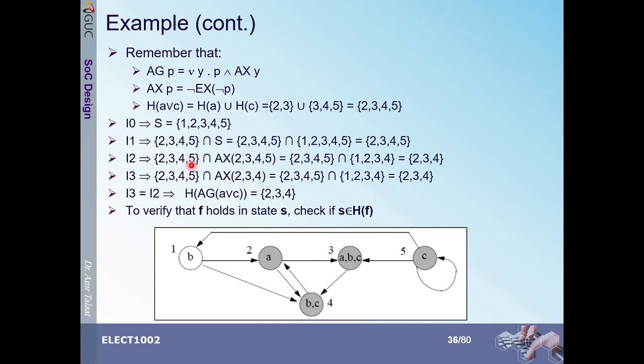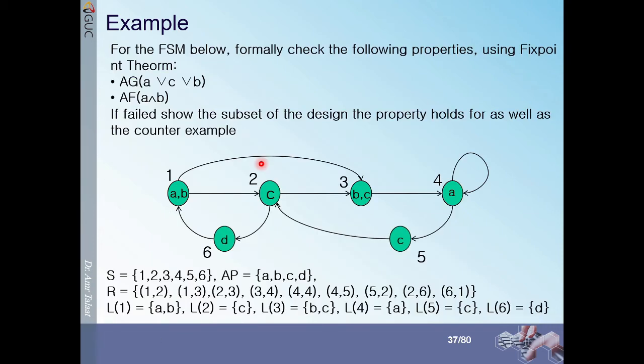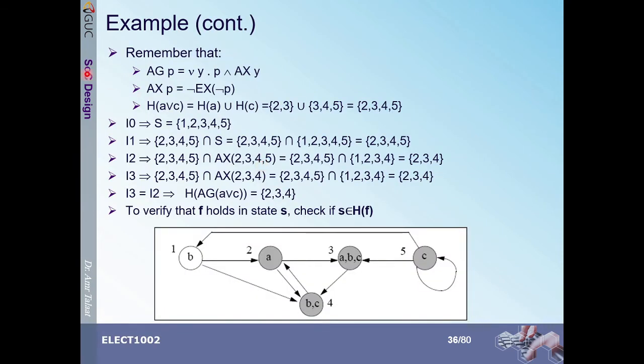Then I will go for the second iteration. It's 2, 3, 4, 5, intersecting AX of 2, 3, 4, 5. How can I calculate AX of 2, 3, 4, 5? It's simple. I'll go for this rule. AX of B is equal to not EX of not B. So I'll go for not 2, 3, 4, 5, which is 1, right? EX of 1, what's going to move me to 1? It's 5. Not 5, it's 1, 2, 3, 4. Intersecting, it's 2, 3, 4.